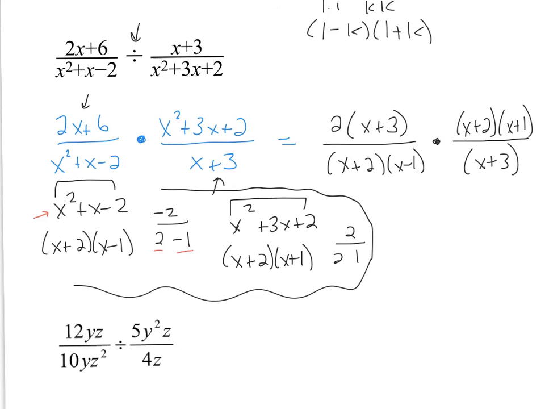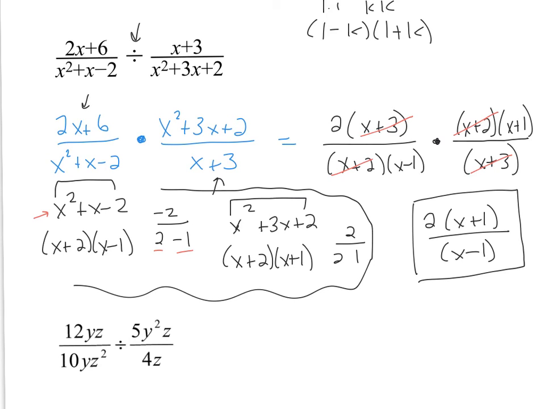Alright, so now I just start crossing off what's the same. Because unlike the last problem, there are things that cancel out. The x + 2's cancel out. The x + 3's cancel out. I believe that's all. So we have 2(x + 1) over (x - 1). And those definitely do not cancel because one is plus and one is minus. They have to be the exact same. So again, very similar to multiplication except for the fact that we have to flip it. Flip the division, turn it into multiplication.